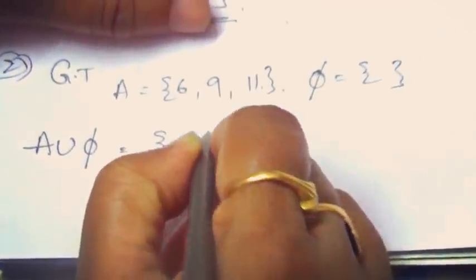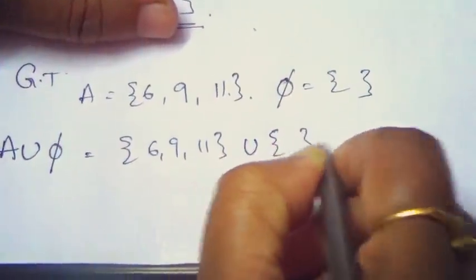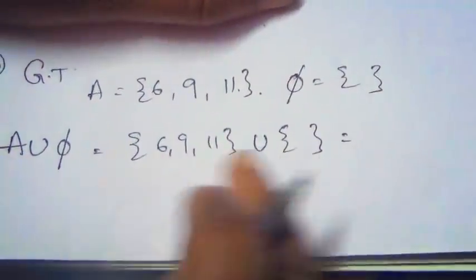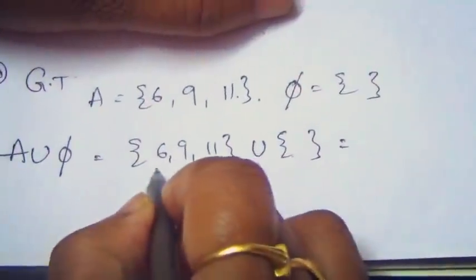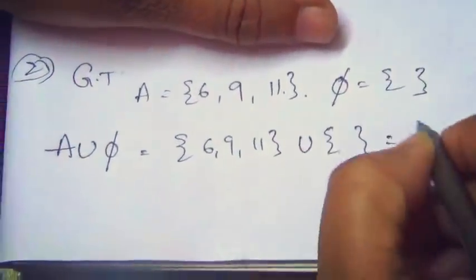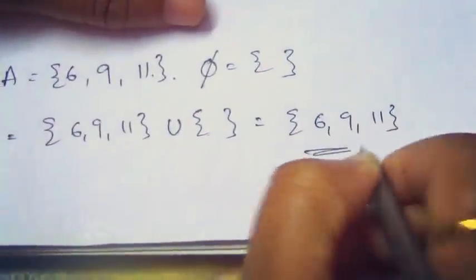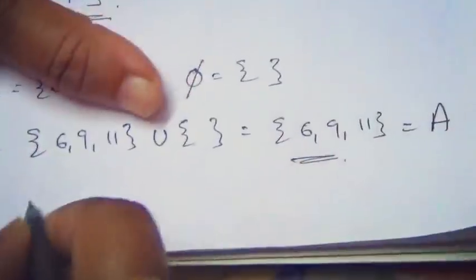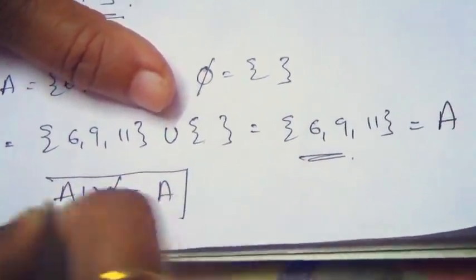What is A? 6, 9, 11. A union phi, where phi means the empty set. Union means you have to write all the elements. There are no elements in the empty set, only A has 3 elements. You have to write those 3 elements. It is the final answer. That is equal to A, right? So A union phi is equal to A. It is one of the formulas.